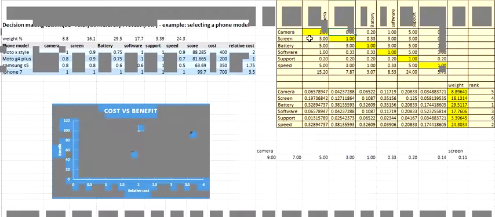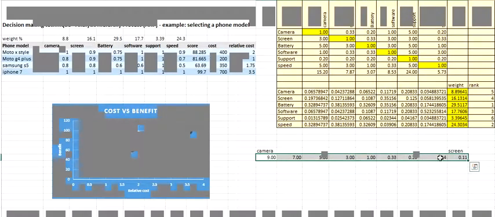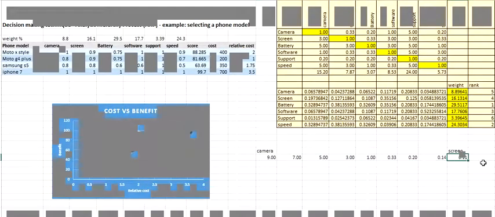So in this case, camera versus screen. When you compare camera versus screen, this highlighted area is the scale you are using. If you think camera is more important than screen, then you put 9 because it is the most. But if you think screen is the most compared to camera, then you can put 0.11. That is nothing but 1 by 9, 1 divided by 9.